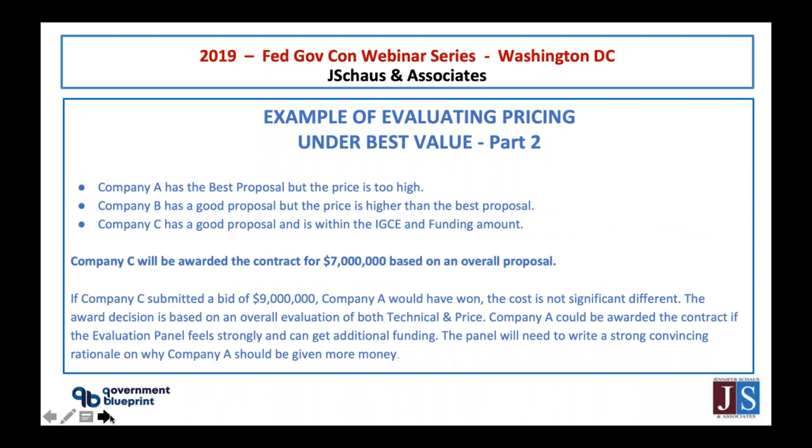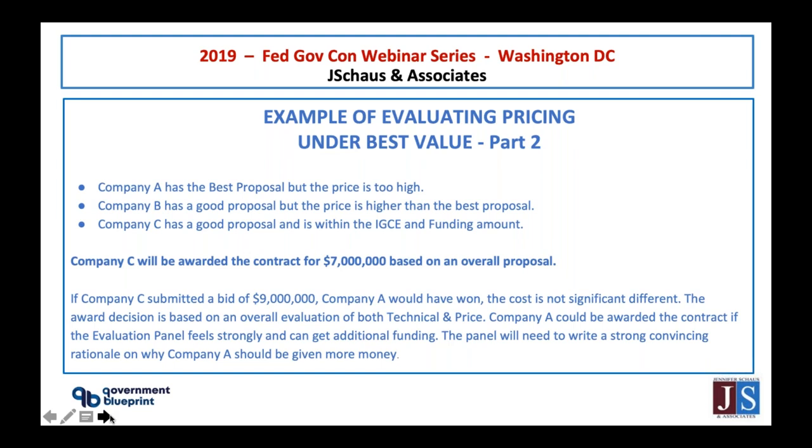So under best value, just to recap, company A has the best proposal, but the price was too high. Company B has a good proposal, but the price is higher than the best proposal. And company C has a good proposal and is within the IGCE and funding amount. Company C would be awarded a contract for $7 million based on their overall proposal.